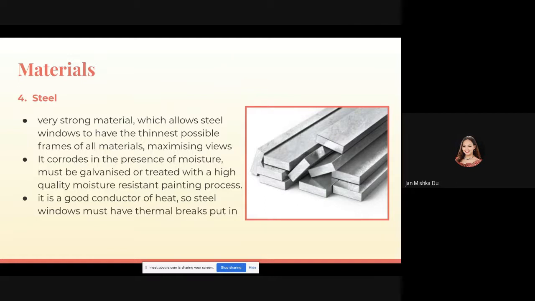Next, please. The fourth material is steel, and steel is a very strong material which allows steel windows to have the thinnest possible frames of all materials, maximizing views. It corrodes in the presence of moisture, so it must be galvanized or treated with a high quality moisture resistant painting process. It is a good conductor of heat, so steel windows must have thermal breaks put in.